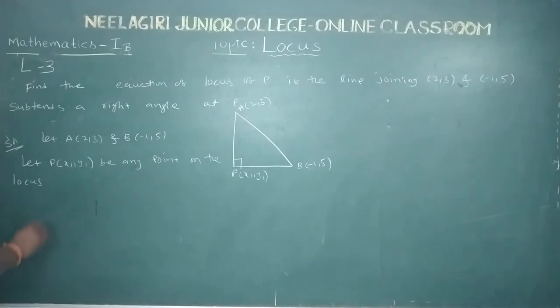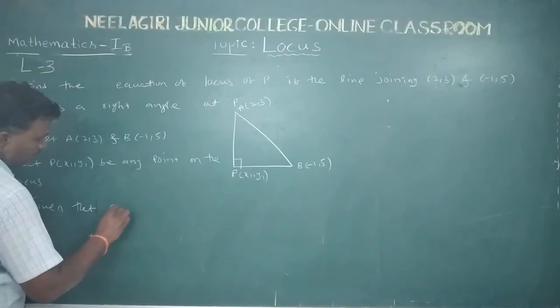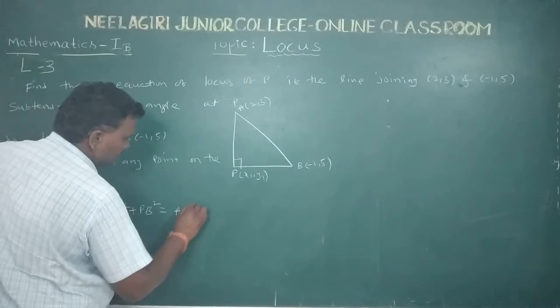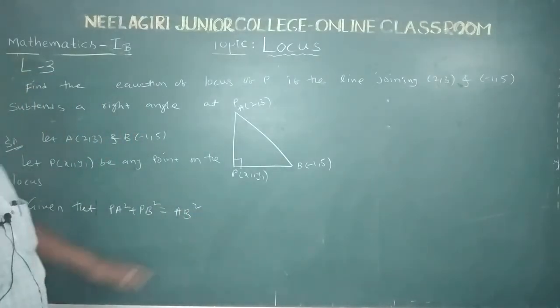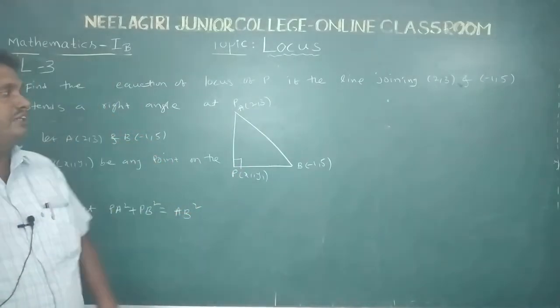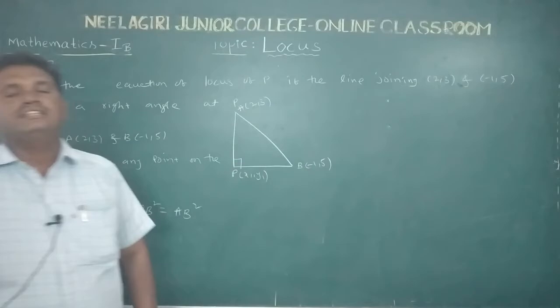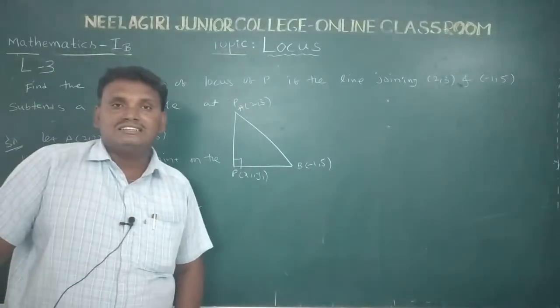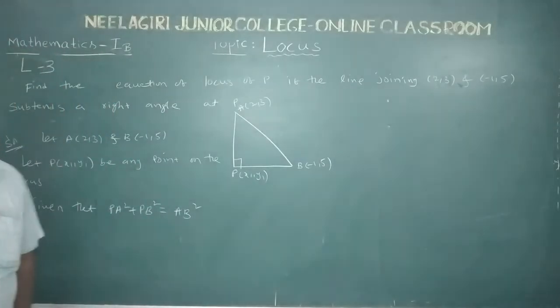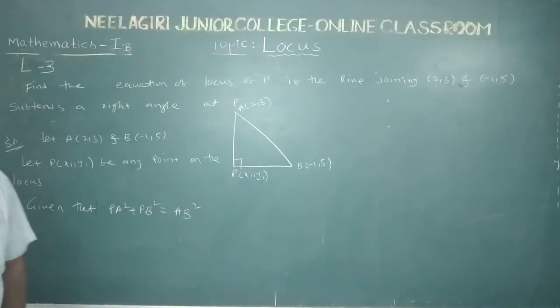Given that PA square plus PB square is equal to AB square. What is PA square? The distance between P and A. What is PB square? The distance between P and B. What is AB square? The distance between A and B. What is the distance between 2 points? For A(x1,y1) and B(x2,y2), AB is equal to the square root of (x2 minus x1) whole square plus (y2 minus y1) whole square.